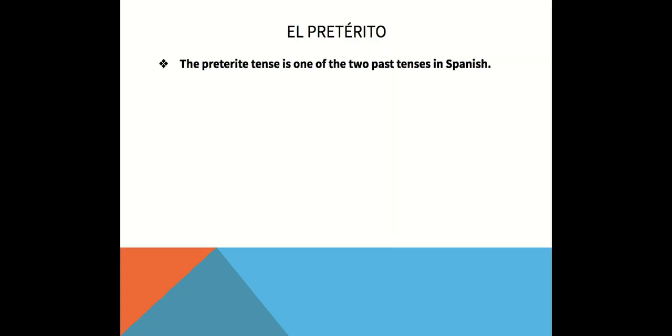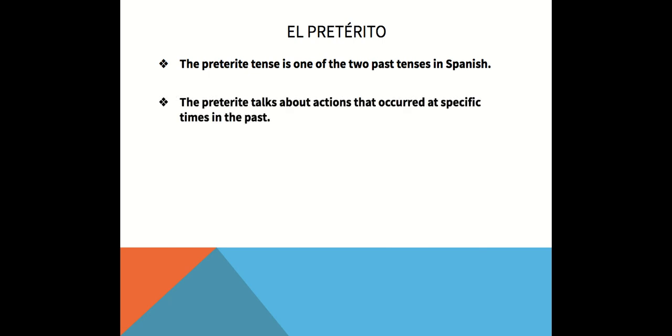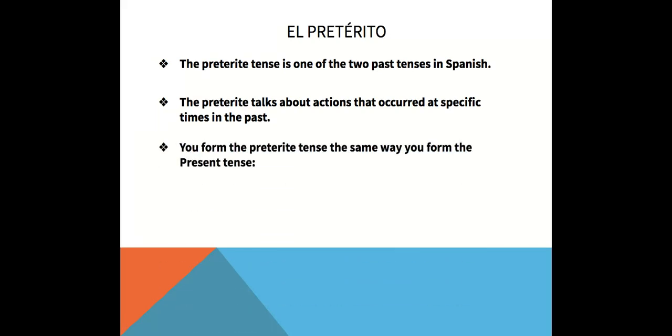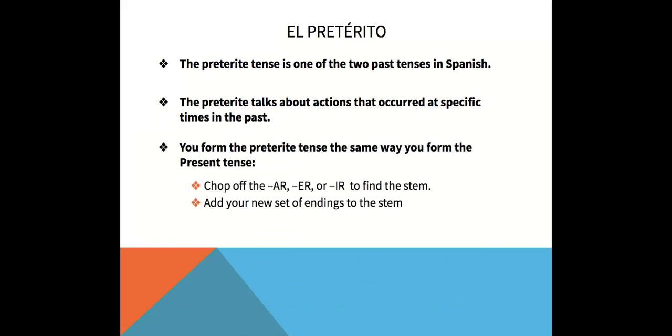The first thing to know about the preterite is that it is one of the two past tenses in Spanish. The preterite tense talks about actions that occurred at a specific time in the past. So, for example, saying like last week I ran a mile, or last month was my birthday. Things like that. You form the preterite tense the same way we form the present tense. You just chop off the AR, ER, IR at the end of the infinitive to find the stem of the verb, and then you just add your new set of endings to the stem.